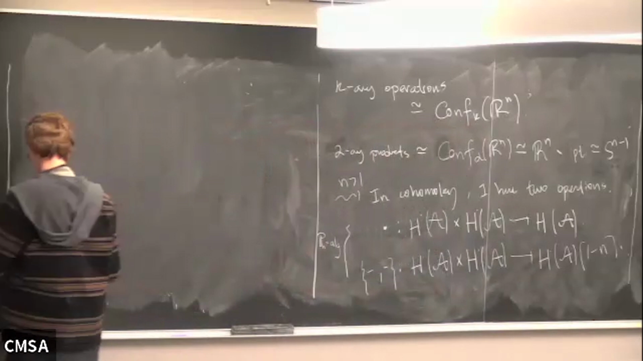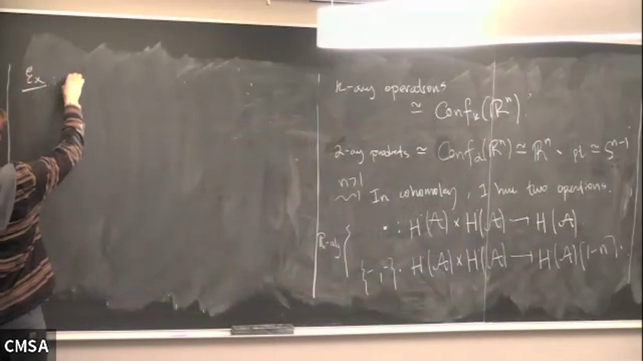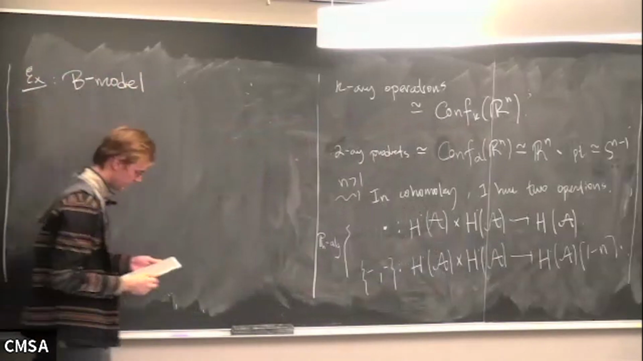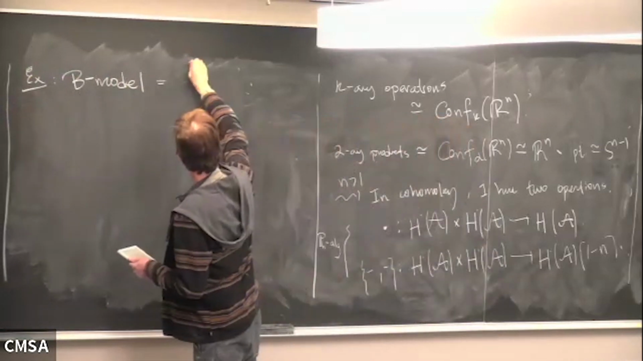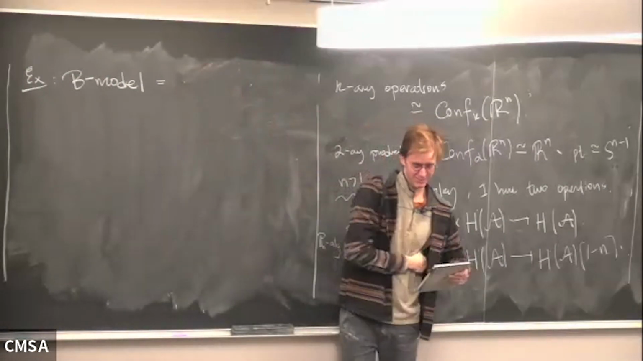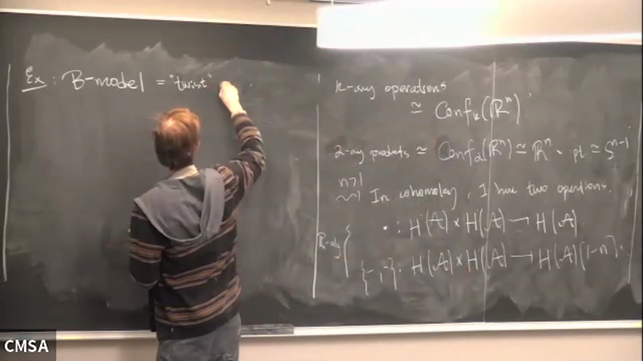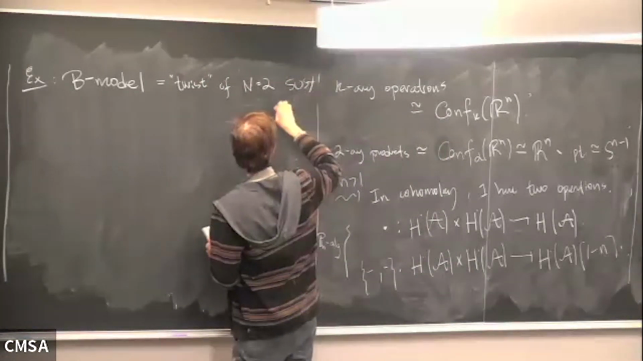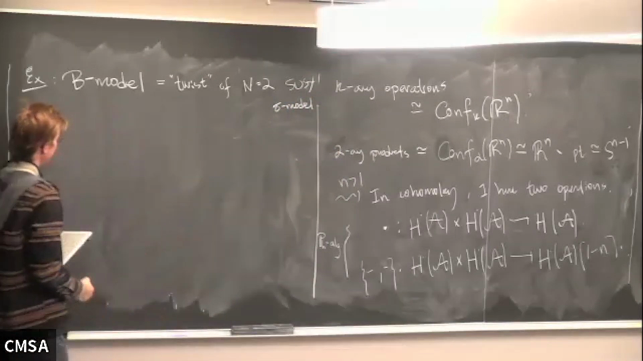Let me just do an example called the B model. I hope by next time I'm going to say some things about supersymmetry. This is a twist of an N equals 2 supersymmetric sigma model. It's one of them. The other one is the A model.